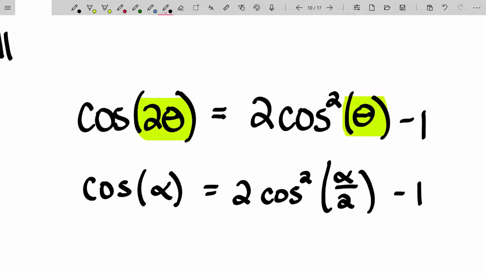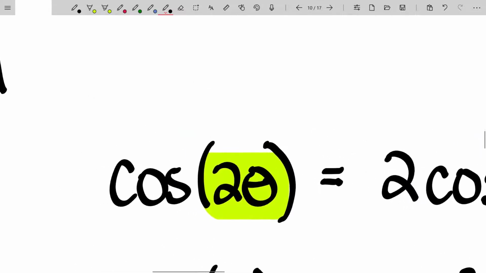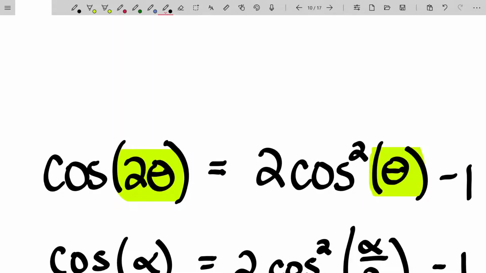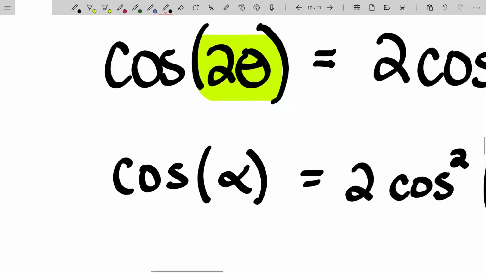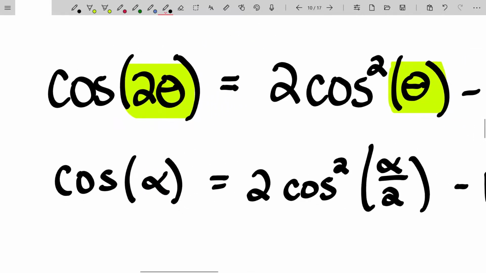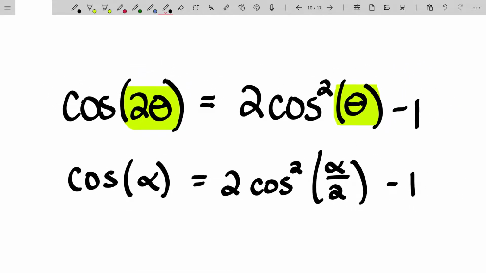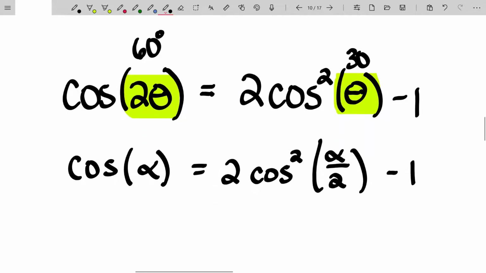It's saying the same thing, right? In the first case, the highlighted case, we're calling that angle 2 theta, and notice we're taking the cosine squared of half of that angle, theta. In the second case, we're saying we have an angle alpha, and on the right hand side, we have the cosine squared of half of that angle, alpha over 2. It's the same statement, it's just written slightly differently. So if this was, for example, 60 degrees, this would be 30.